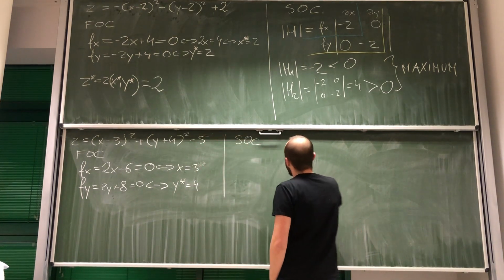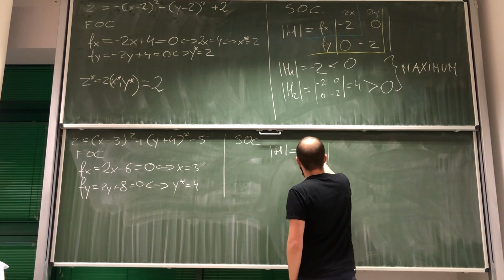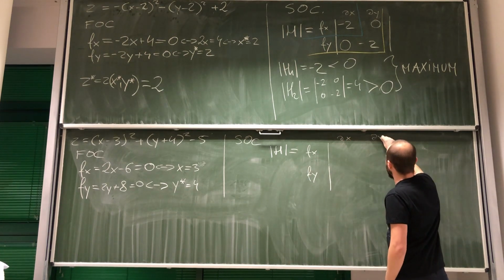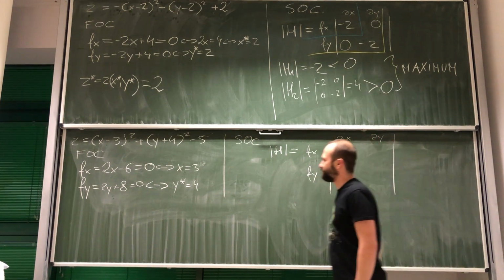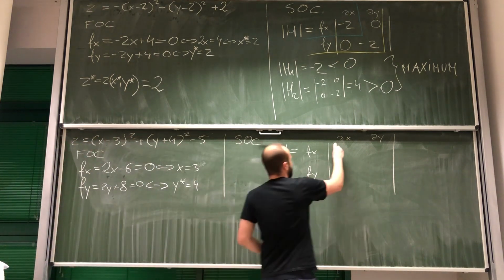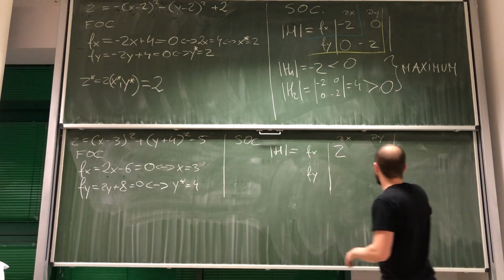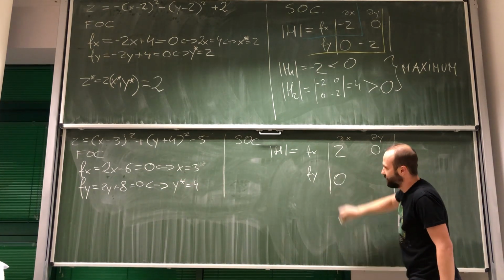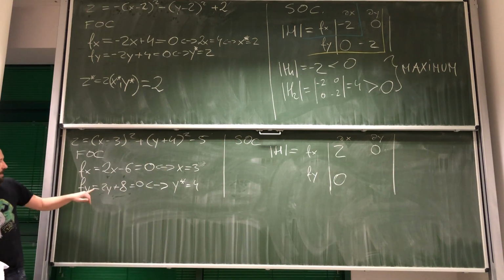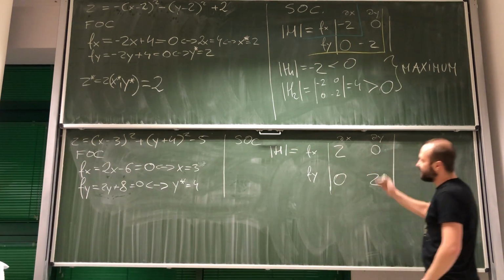The second order condition requires calculation of a Hessian. Again, first row fx, second row fy, we differentiate with respect to x, we differentiate with respect to y. The derivative of this with respect to x is 2. The derivative of the first derivative with respect to y is of course 0. We need to get 0 over here as well, and we would if we differentiated this with respect to x. And then if I differentiate this with respect to y, I'm getting 2. So this is our Hessian.